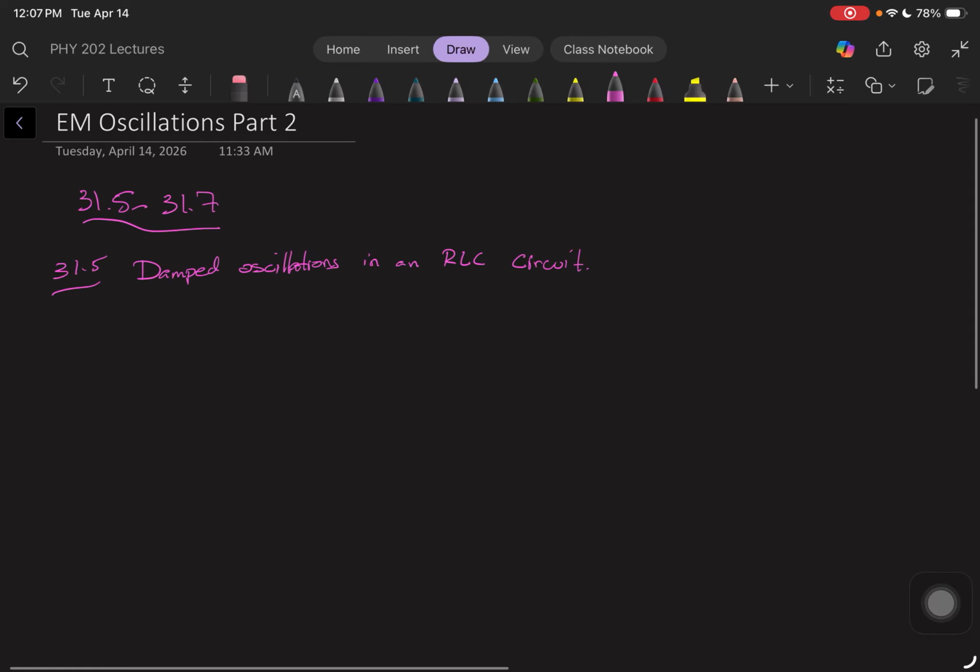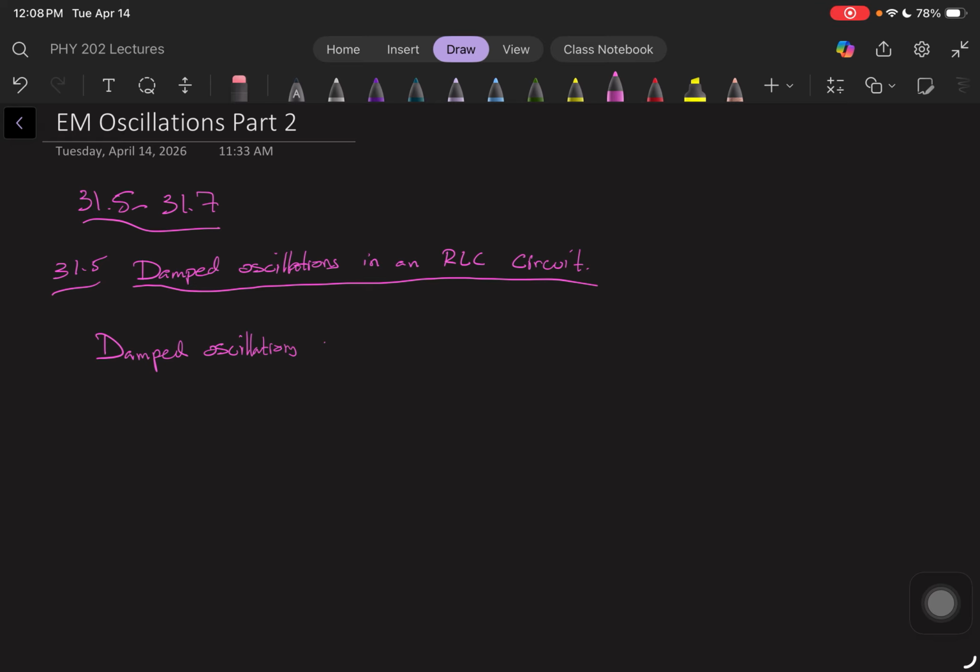Okay, so let's get started with the second part of chapter 31. We're going to begin with damped oscillations in an RLC circuit. So that's going to have a resistor, an inductor, and a capacitor. Before we do that, let's just briefly discuss damped oscillations in a block spring system.